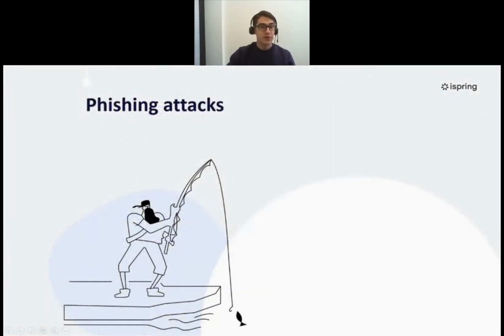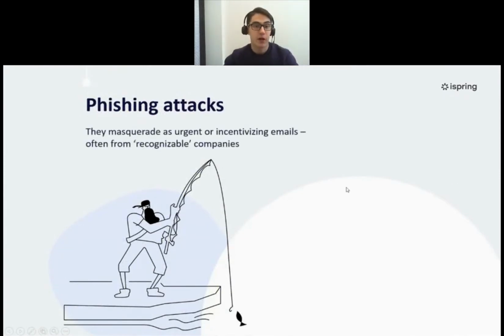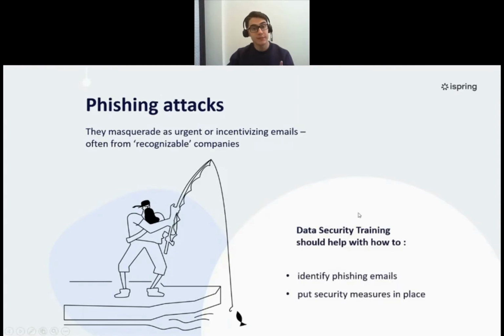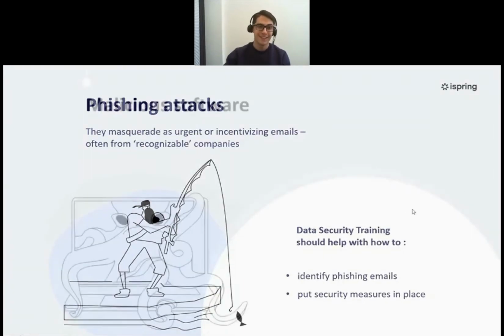Let's start with phishing attacks. The phishing attack is one of the most important topics to cover because they masquerade as urgent emails, often from recognizable companies. Employees should learn how to identify phishing emails and put security measures in place. So yeah, that's very important, believe me.